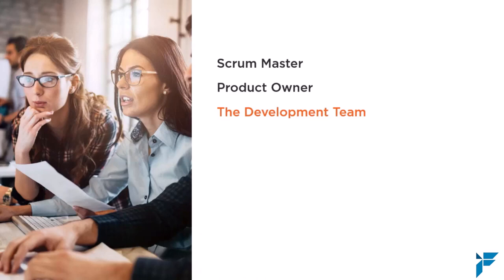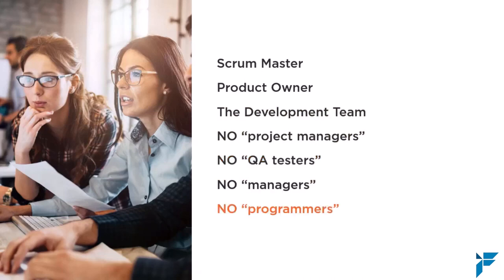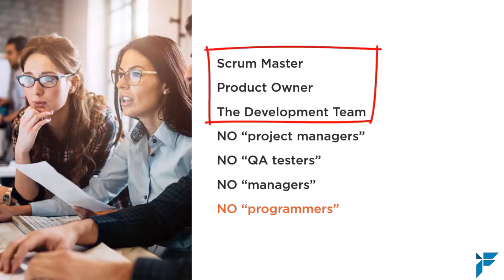We'll cover these roles more in depth in a later module. For now, just understand that, in a Scrum team, there are no project managers, no testers, no managers, no programmers. That may be what an organization calls these people, but in Scrum, if you're on a Scrum team, you're either the Scrum Master, the Product Owner, or you're a developer on the development team. Those are the only 3 roles that Scrum defines and upholds within the Scrum framework.